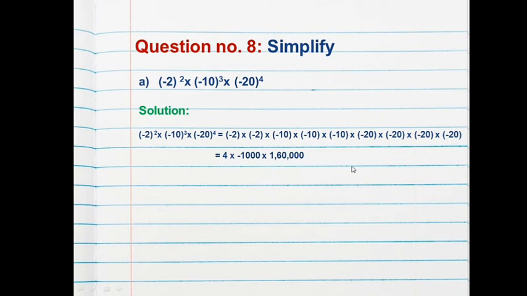Now again we are going to simplify it, that is 4 into minus 16 crore. So here we have multiplied this minus 1000 with 1,60,000, and here we got minus 16 crore, as minus into plus will be minus. Now we are going to multiply it with 4. So we will get here minus 64 crore. So this is how we have to simplify a given number.